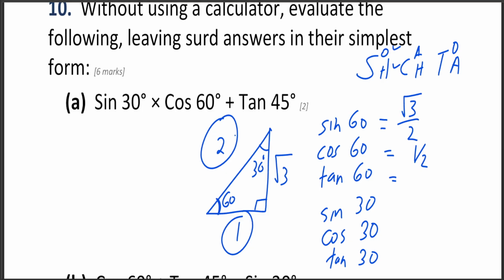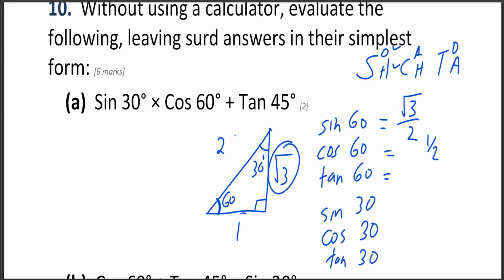Tan 60. Ngoja mwanzo. Cos 60 tunasema 1 over 2. Wacha tuiandike vizuri. Tan 60 tunasema ni opposite over adjacent, which is root 3 over 1. So root 3 over 1, which is just root 3. Sin 30. Opposite ya 30 iko hapa, so usije ukakorogeka. So sin 30 ni opposite over hypotenuse, which is 1 over 2.